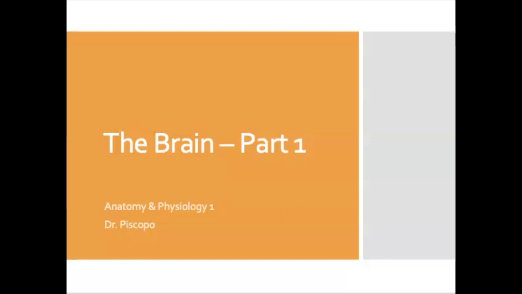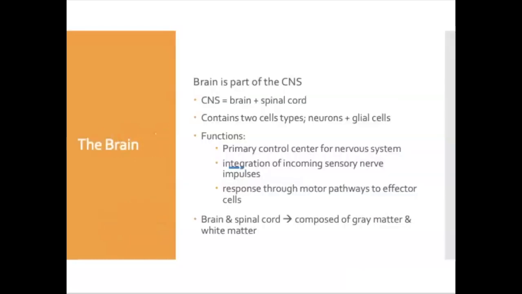Today we're going to begin the first of a two-part lecture series about the brain. Together with the spinal cord, the brain is part of the central nervous system. The brain functions as the primary control center for the nervous system. It receives and integrates all of the incoming sensory information from the peripheral nervous system, and it determines the appropriate response, which it sends out through motor pathways along to effector cells.